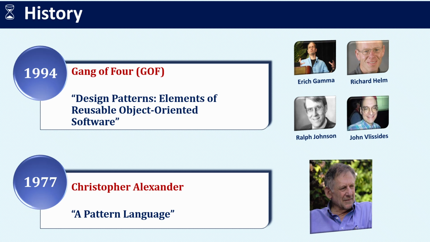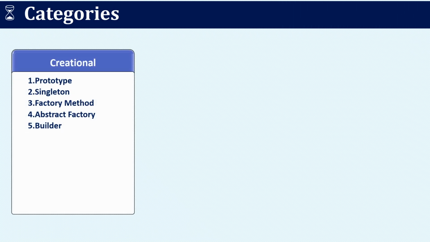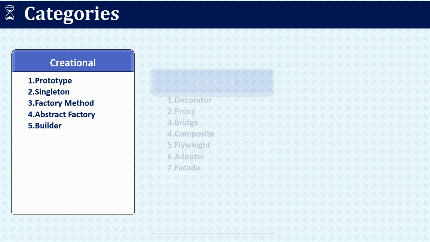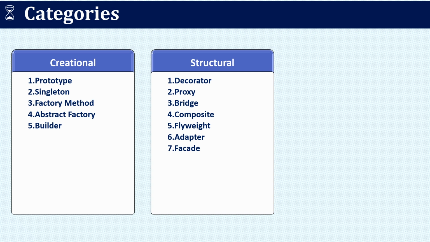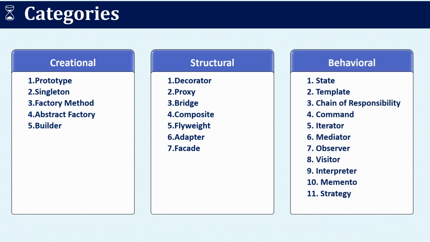These 23 design patterns are divided into three categories. First, we have five creational patterns, which are guidelines to create objects more efficiently. Next, we have seven structural patterns, which are guidelines to effectively assemble these objects and classes into large structures. Finally, we have 11 behavioral patterns, which are guidelines to provide effective communication and assignment of responsibilities between objects.